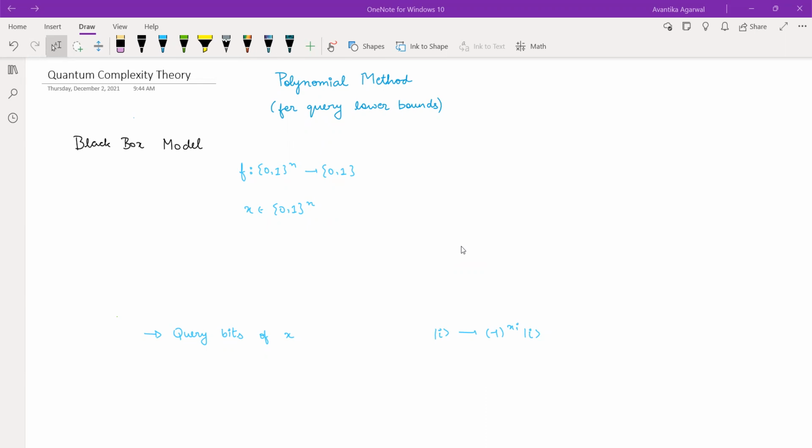Today, I would be talking about quantum complexity theory, although not exactly the quantum complexity classes. Instead, we would be talking about a particular method for lower bounding the difficulty of some problem.